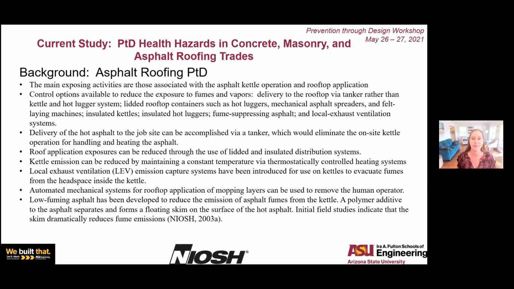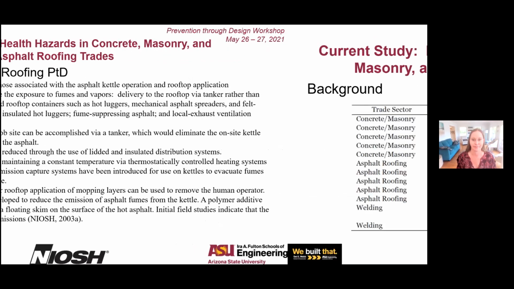There are many solutions, many engineered solutions, prevention through design solutions that can reduce the worker exposure. And so what I wanted to know is, are these being used? There are things like insulated kettles and hot luggers. There's fume suppressing asphalt that can be used. There are many different varieties of local exhaust ventilation systems. The main exposing tasks in this trade are operating the kettle where the asphalt is melted, and also applying the asphalt on the rooftop. And so there are various solutions that exist to reduce the exposure.